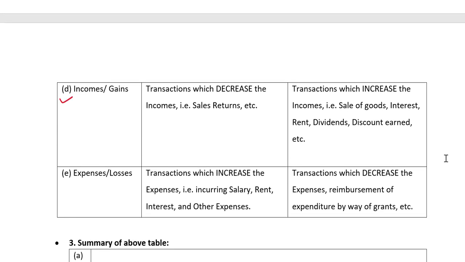Let's move to point number D, and that talks about incomes. It's a nominal account rule, so income falls under nominal account. We haven't gone through the golden rule of accounts right now, but I'm just teaching you the nature of income and the nature of expense. So the nature of income is credit.